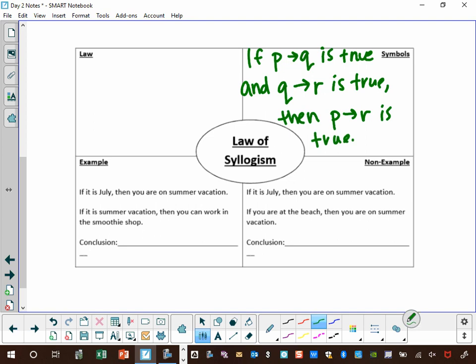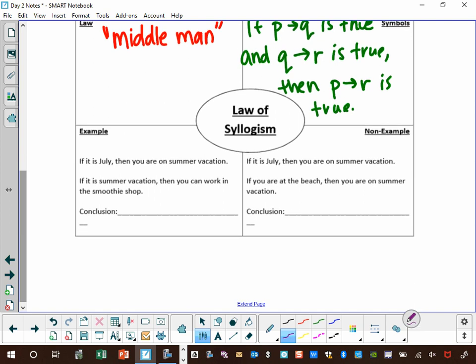I think of this as the middleman. There's three parts to the law of syllogism, and we're looking to see if we can cut out the middleman. So if P to Q is true, Q to R is true, then P to R is true. All right, let's take a look.